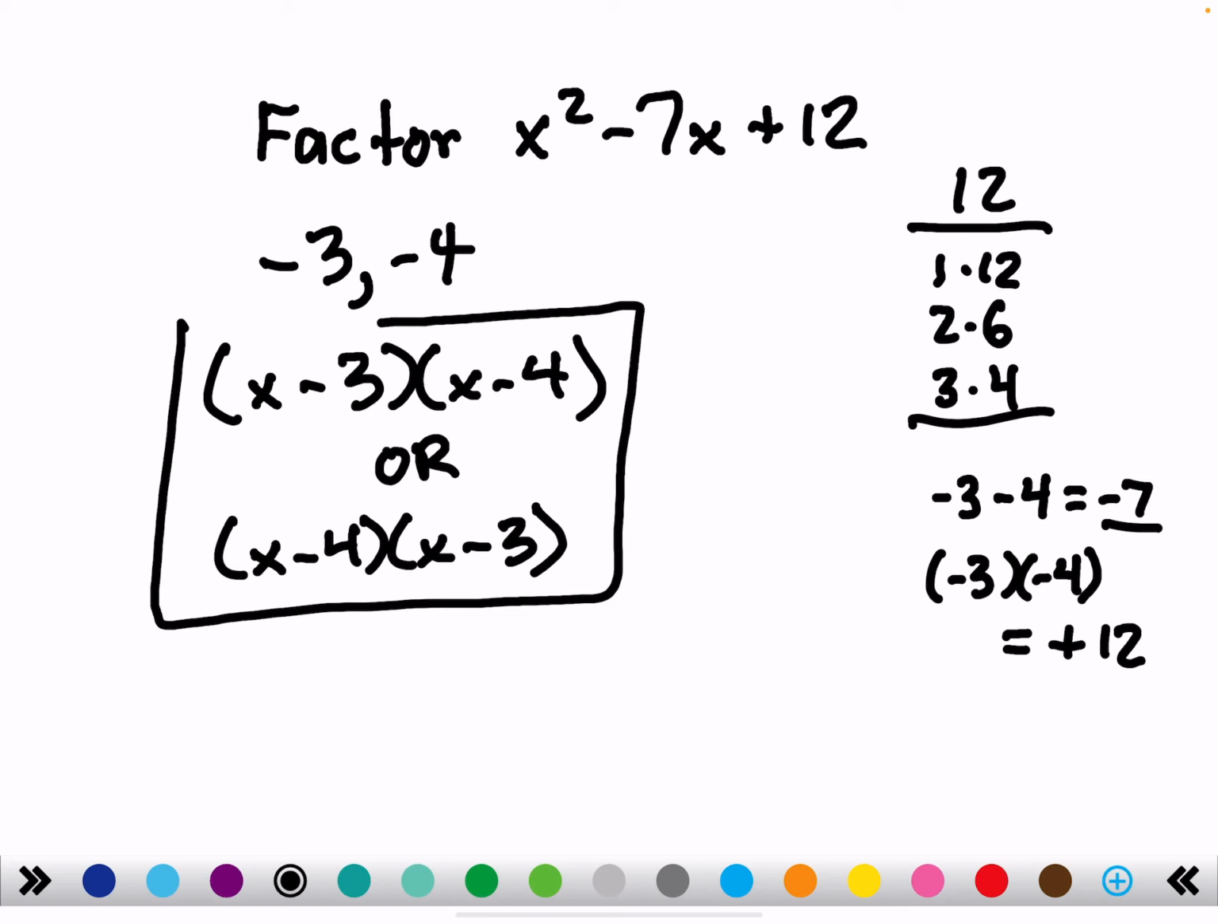Either one of these answers is equally correct, and that's due to the commutative property of multiplication, which says that it does not matter what order you multiply your factors. As long as all of the multiplication work is done correctly, you will obtain the correct answer.